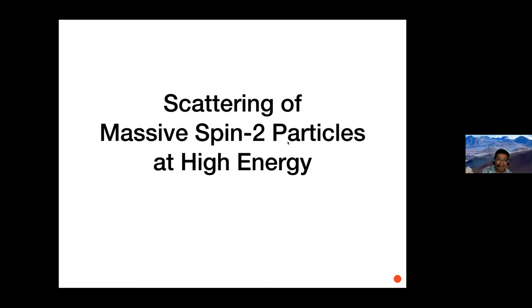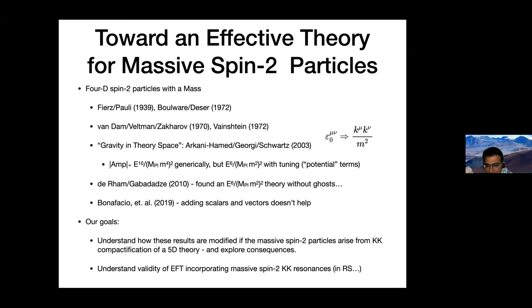Okay, no problem. So this is really what I'm going to be talking about, the scattering amplitudes of massive spin-2 particles. This actually has a fairly long history. There's a long literature about this, and so this is my one slide summary of the state of the art before our work. First of all, if you think about four-dimensional spin-2 particles with mass, that goes back to Fierz and Pauli in 1939, so almost 80 years ago. It turns out massive spin-2 particles are really quite different.